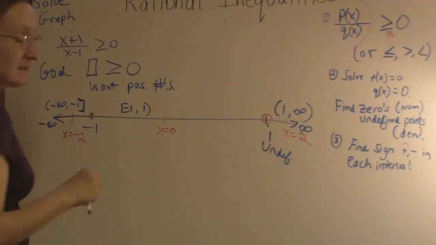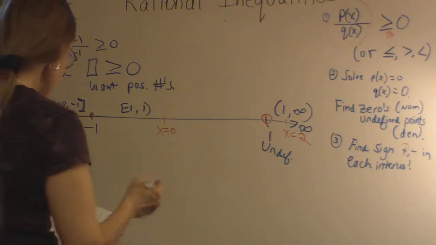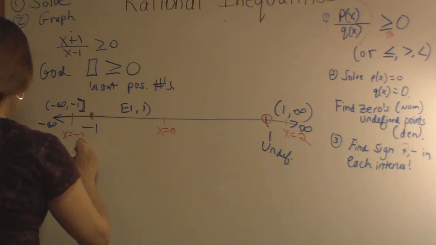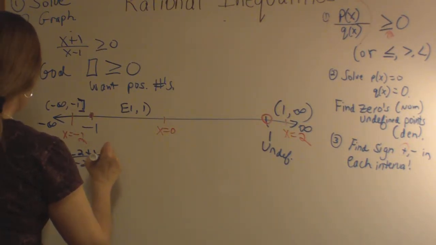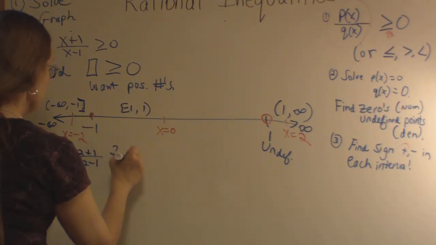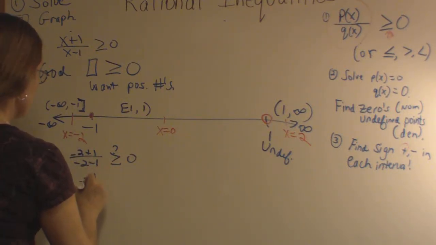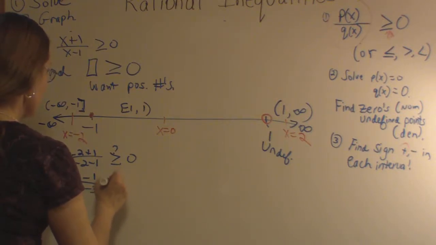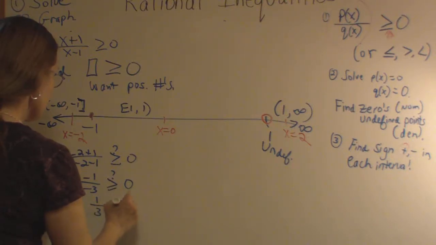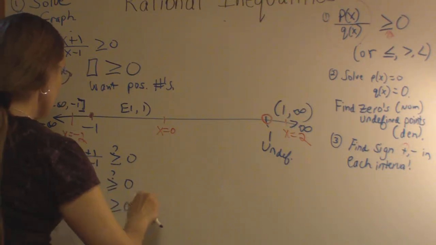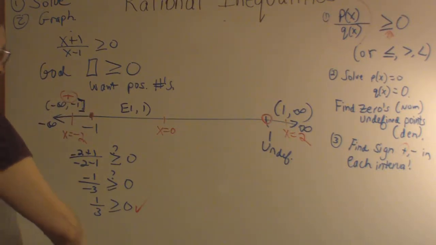You're going to plug x equals minus 2 into the numerator and denominator and ask, is it greater than or equal to 0? So we have minus 2 plus 1 over minus 2 minus 1. And we want to know, is that greater than or equal to 0? So in the numerator you have minus 1 over minus 3. Is that greater than or equal to 0? It sure is, because 1/3, yes, is greater than or equal to 0. So this interval here will definitely give us a positive result.